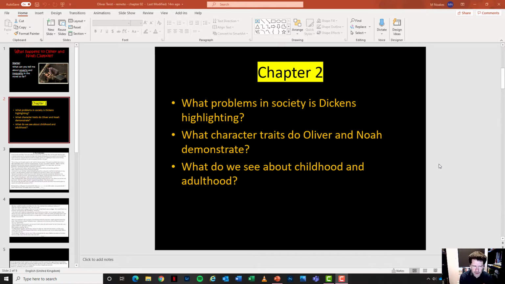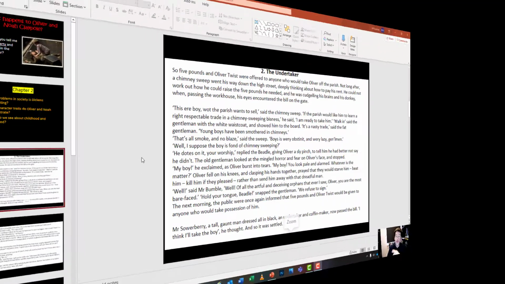And finally, the third bullet, maybe the trickiest one, what do we see about childhood and adulthood? So, Dickens might be saying something about what it's like to be a child in the Victorian time period. So, reading the chapter, what does childhood look like to you? How does it compare to being a child today? If you think that Oliver Twist is roughly your age, how does his life compare to yours? So again, write a bullet point or two, a couple of sentences about that.